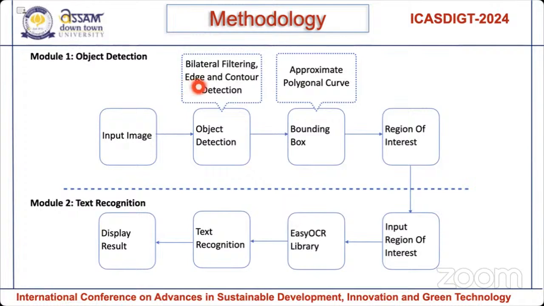And then we'll use edge and contour detection to find the edges of the number plate. Then we'll add a bounding box. For the bounding box, we'll use the approximate polygonal curve, which will be set to 4, as a number plate is a rectangle with 4 sides. So it will help us find the number plate and put the bounding box on it. With this bounding box, we'll be able to find the region of interest.